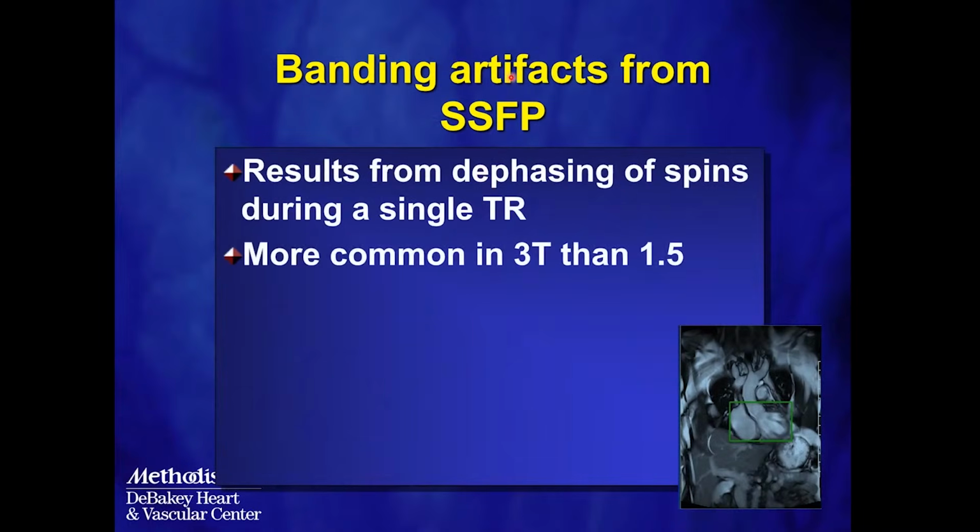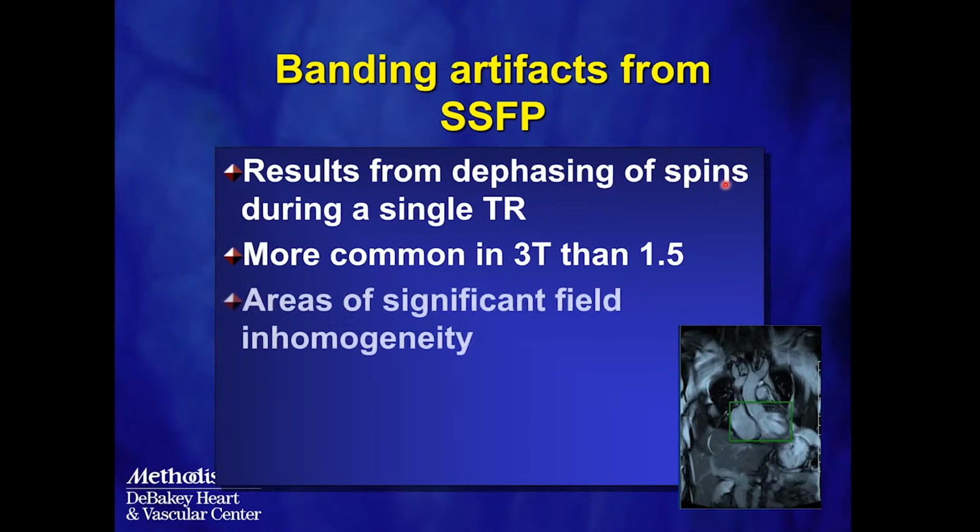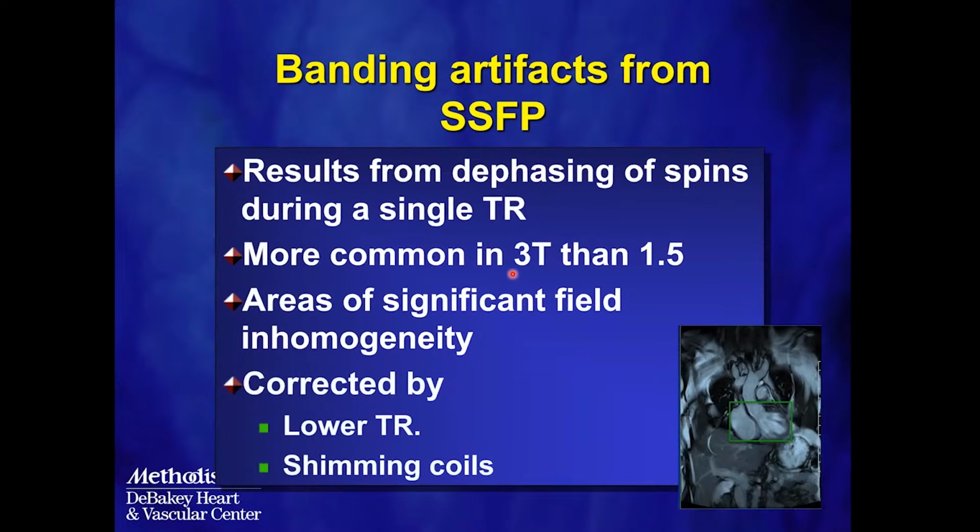One of the common sequences we use for cardiac imaging is the steady state free precession, and banding artifacts can occur. Usually they occur because this sequence really requires a very homogeneous magnetic field. Whenever we have significant dephasing of these proton spins during a single repetition time pulse sequence, that's when we see those. And it's really more common at 3 Tesla rather than 1.5 Tesla.